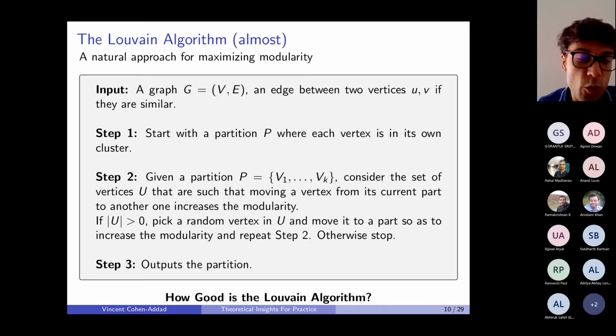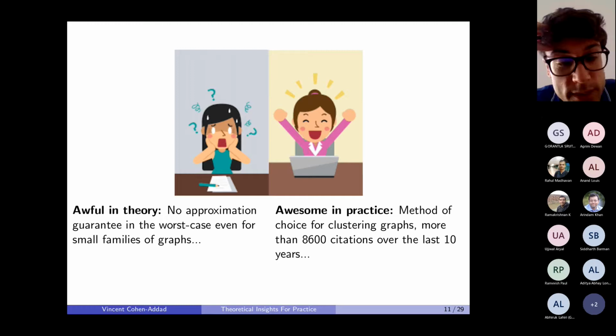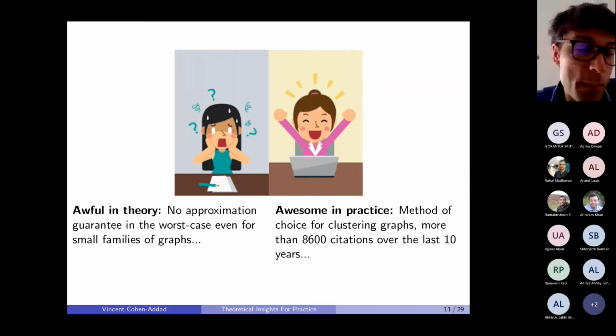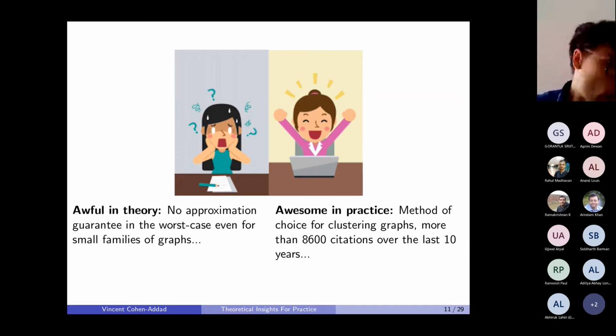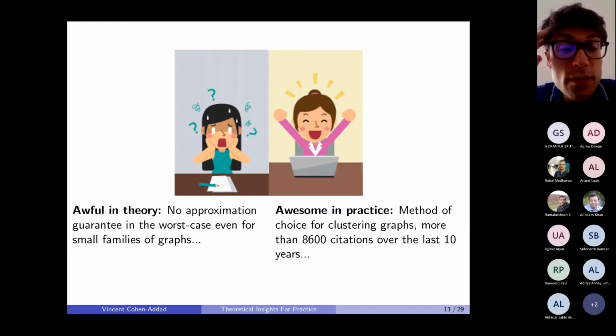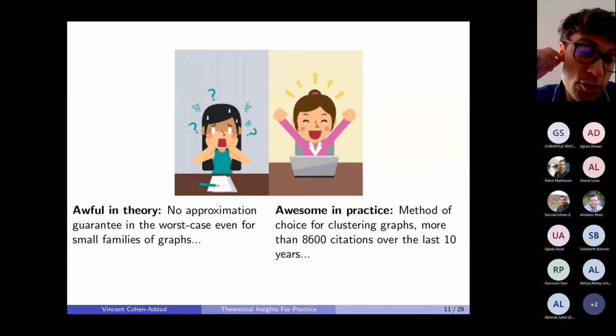Now, the question you can ask is: this 15,000-citation paper, how good is it? Can we argue that it's a good algorithm, and why does it work so well? There are two answers. The first is that in theory, there is no approximation guarantee in the worst case, even for small families of graphs, like planar graphs or very well-structured classes of graphs. There is no approximation guarantee for modularity itself; you have to deal with additive approximation, etc. It's not such a nice objective function. There have been some works, but they're not really telling us much.